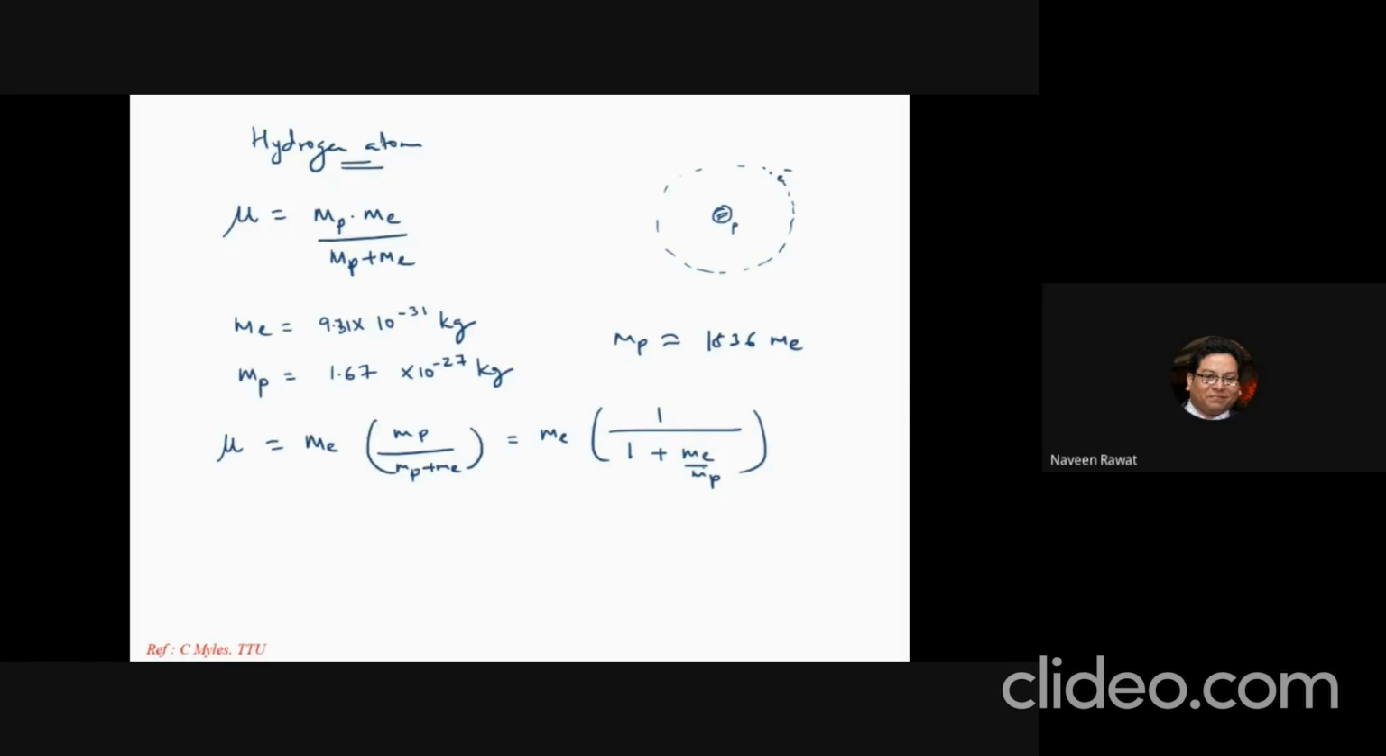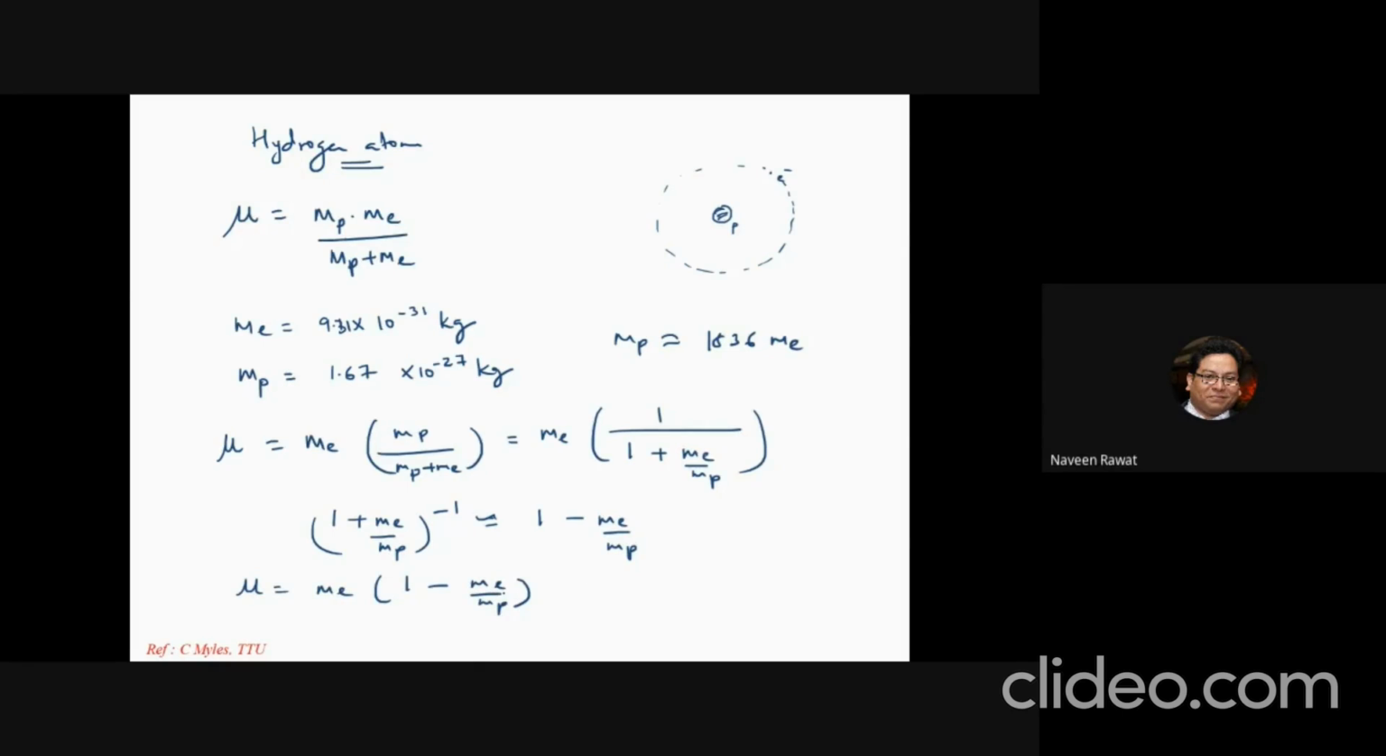Now here I know that me by mp is going to be a very small number, because the mass of the proton is very high, and we have done the Taylor series expansion. In that case, 1 plus me by mp raised to minus 1 will be 1 minus me by mp. Okay, that's a rough calculation. So in that case, this entire second term here will just be reduced to this term. So I get mu is equal to me times 1 minus me by mp.